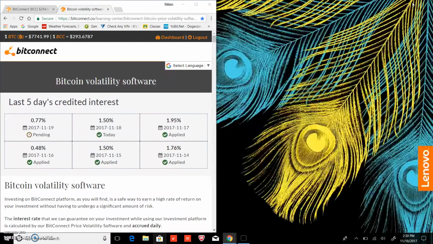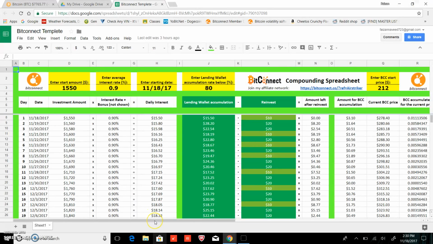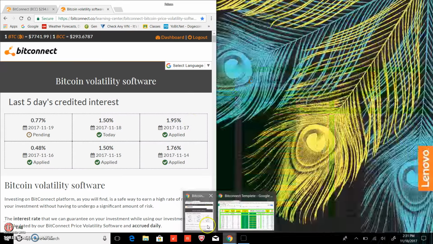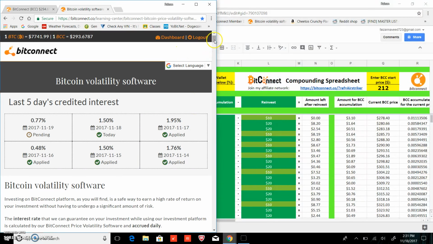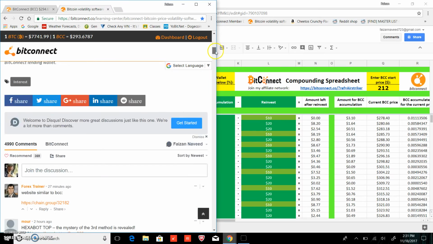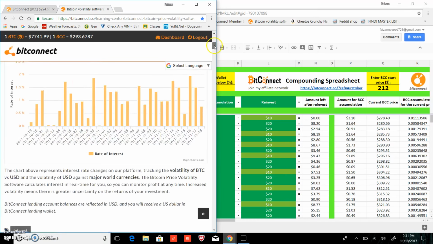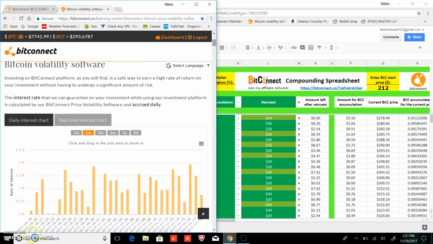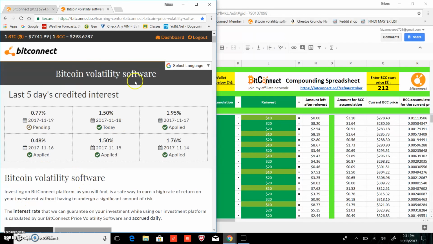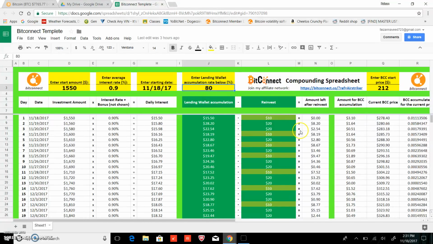This is a spreadsheet that helps me give me a good idea on how much I'm probably going to make in the future. Over here, you enter the amount you currently have invested, the average interest rate, which you can find right around here, the Bitcoin volatility software. You click this website and click this link, and you see the daily interest chart, which shows you how much the interest is in the past 5 days. Over here, I'm going to write an average of around 80 because that's how much it's been in the past few months.